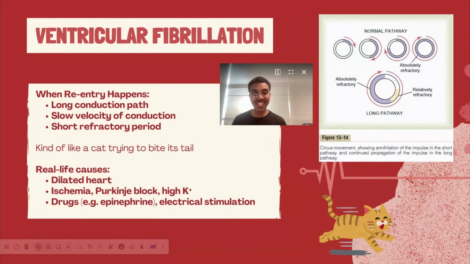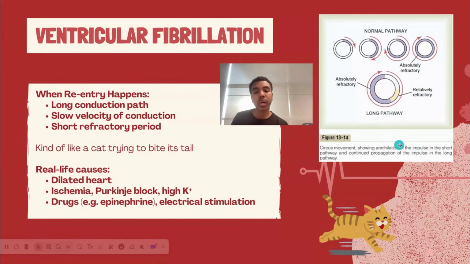Now we've finally come to re-entry. What is re-entry? If you take a look at the picture in the top right, the normal pathway, this is a normal cardiomyocyte. It gets depolarized, and then it becomes absolutely refractory. So it becomes depolarized, it activates, and then it becomes absolutely refractory. It rests, it contracts, and it rests.